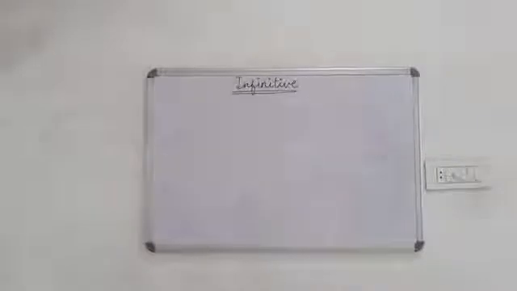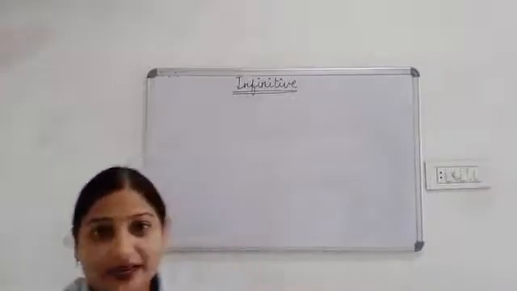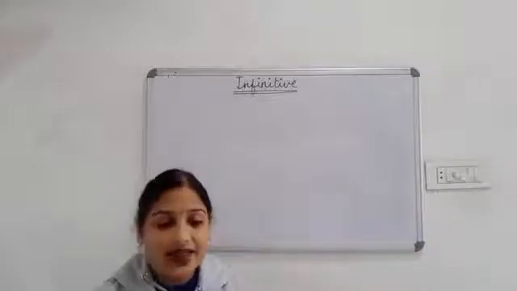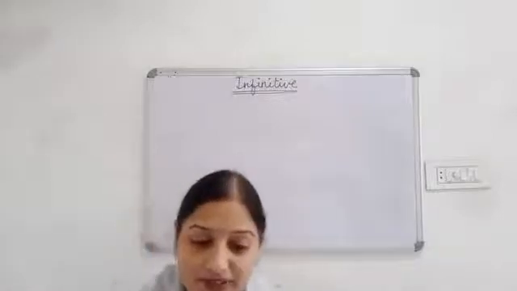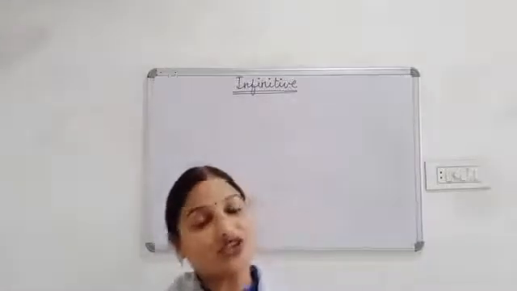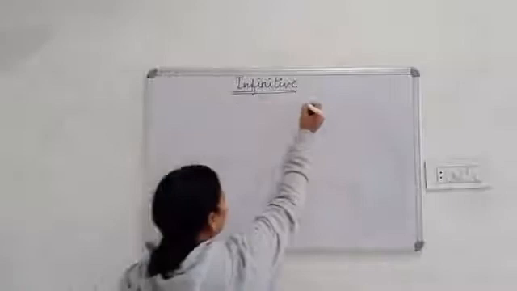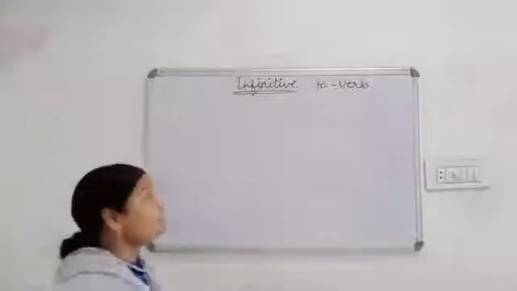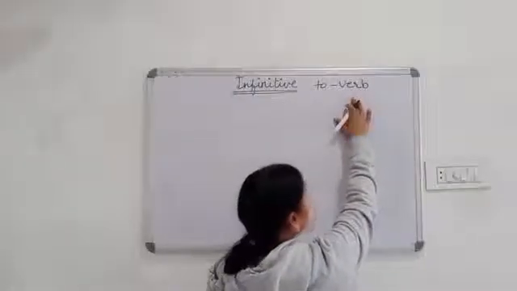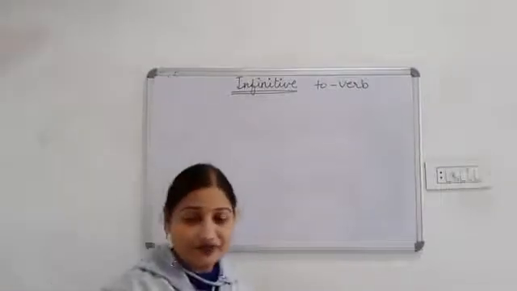Now see, in case of infinitive, the definition is when a verb suggests an action which is not limited by number, by person or by tense, then it is called the infinitive. Most of the time we call it the to verb, or we can say that if along with the first form of the verb we use to, then that is called the to verb or infinitive.